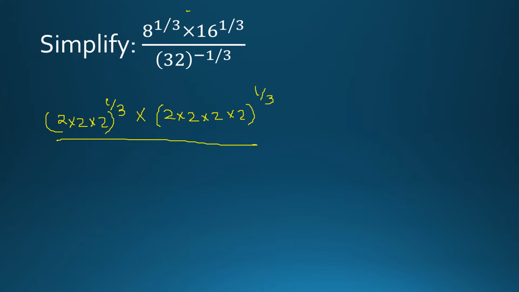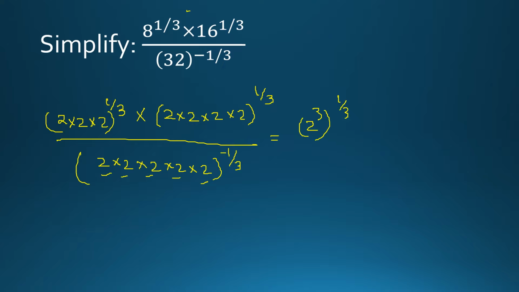Right? Then 32. It is 2 into 2, 5 times. 2 into 2 into 2 into 2 into 2. See, 2 to the 4, 2 to the 8, 2 to the 16, 2 to the 32. Raised to power minus 1 by 3. Now if you write them in exponential form, this is 2 cube raised to power 1 by 3. This is 2 raised to power 4 raised to power 1 by 3. Then 2 raised to power 5 raised to power minus 1 by 3.